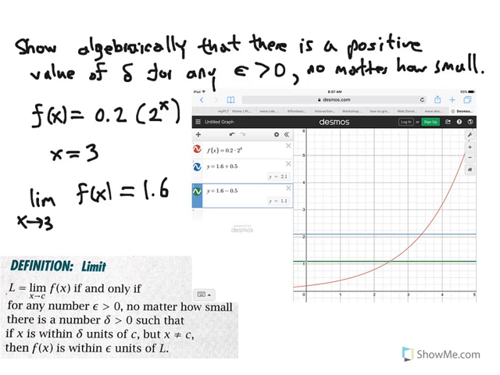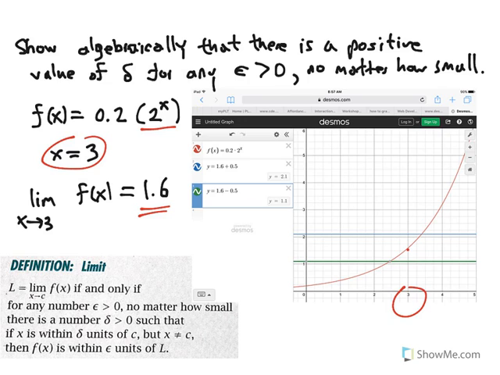So let's take a look at a second example here. Show algebraically that there is a positive value of delta for any epsilon greater than 0, no matter how small epsilon is. So we have f of x is equal to 0.2 times 2 to the x, which is a transformation of an exponential function. And when we take the limit of this function as x approaches 3, if you look at the graph, here's x is equal to 3. And from the graph, you can see that the y values are approaching 1.6.